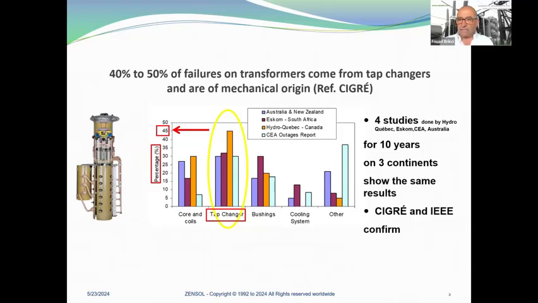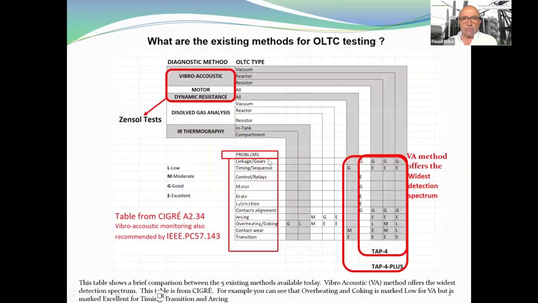Four studies done by Hydro-Quebec, ESCOM, CAA, Australia for 10 years on 3 continents show the same results, and CIGRE and IEEE confirm. For example, here you see in orange, the value for Hydro-Quebec is 45%. So what are the existing methods for OLTC testing? This table shows a brief comparison between the 5 existing methods available today.